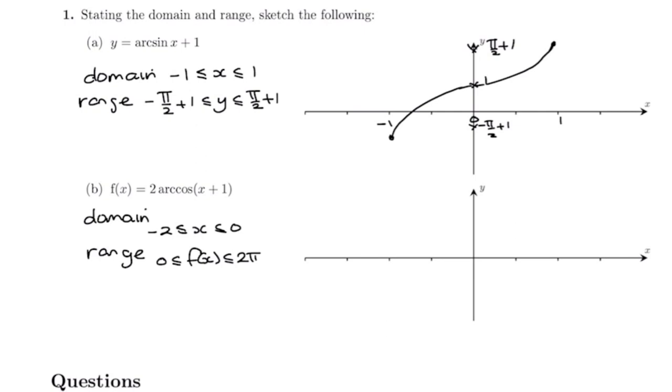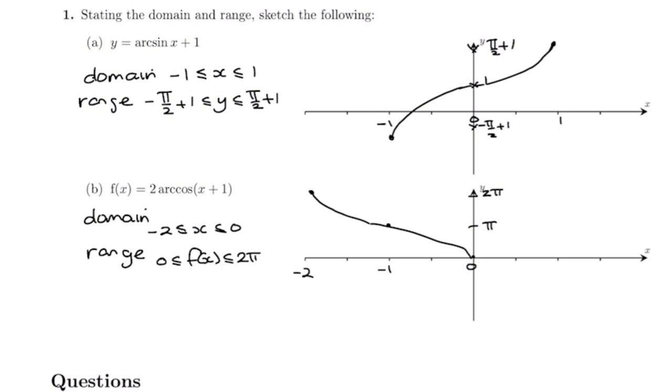So I'm going to mark those on my graph. This is -2, -1, 0, this is pi, and this is 2 pi, and I'm going to draw my graph. So I'll put my 3 points on. Of course, it's the arc cos, which comes down like that.